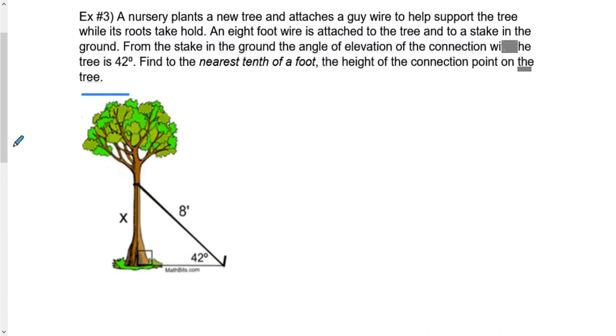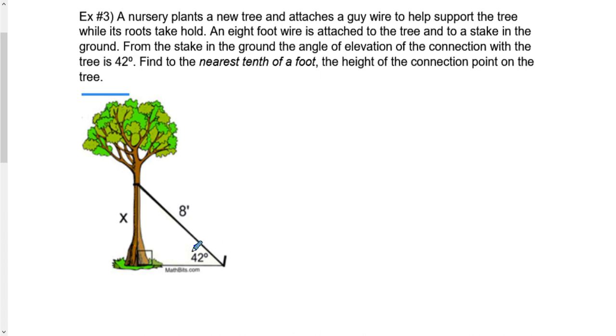A nursery plants a new tree and attaches a guy wire to help support the tree while its roots take hold. An 8-foot wire is attached to the tree and to a stake in the ground. From the stake in the ground, the angle of elevation to the connection in the tree is 42 degrees. Find, to the nearest tenth of a foot, the height of the connection point on the tree. Now we have the diagram and it's all labeled in here.